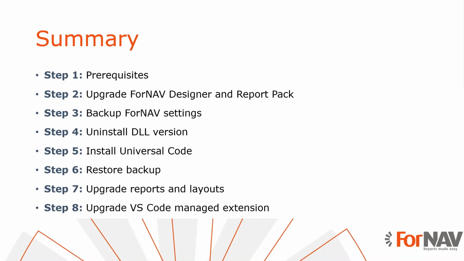So let's recap what we just did. The first thing we did was to upgrade our existing ForNAV installation to the latest version. That enabled us to export all our ForNAV settings. We then uninstalled the existing ForNAV apps and installed the new universal code apps with an update script. Finally, we restored the relevant ForNAV settings and upgraded the reports and layouts.